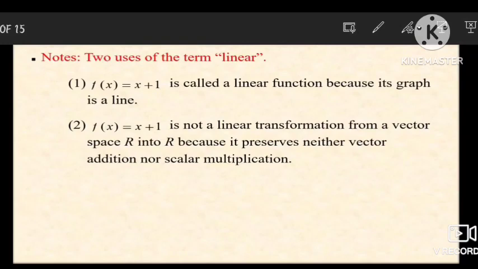Now, two uses of the term linear. f(x) = x + 1 is called a linear function because its graph is a line. Second, f(x) = x + 1 is not a linear transformation from the vector space R into R because it preserves neither vector addition nor scalar multiplication.